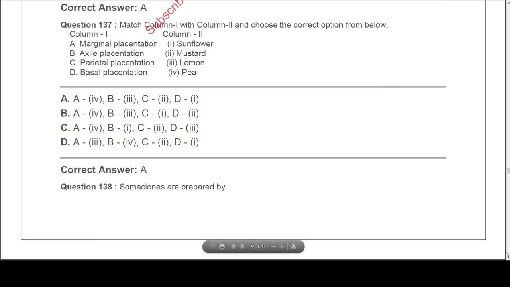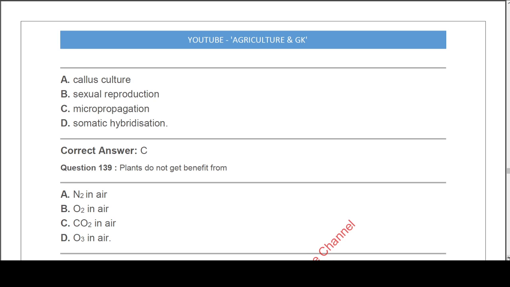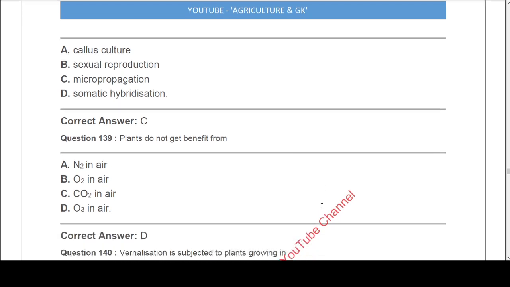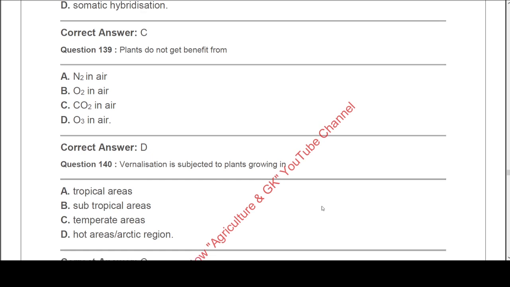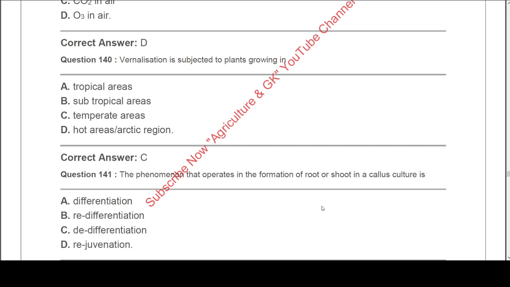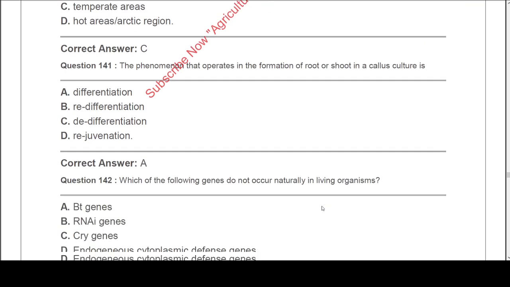Somaclones are prepared by option C, micropropagation. Plants do not get benefit from, I think, carbon dioxide. Yeah, no, ozone in the air. If there is ozone in the air, it cannot be converted. So option D. Vernalization is related to plants growing in option C, temperate areas. The phenomenon that operates in the formation of root or shoot in a callus culture is differentiation. Option A.